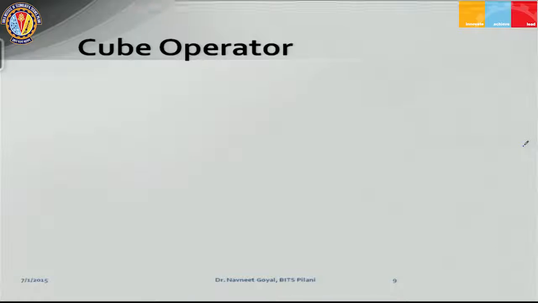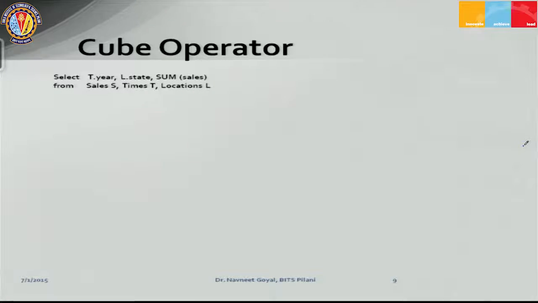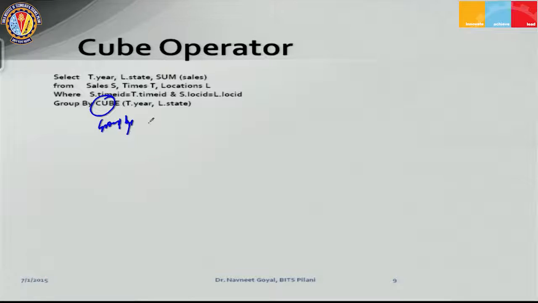So now let me introduce this cube operator. I am now doing select t.year, l.state, sum. You can see it is a two-dimensional crosstab that I am trying to generate. The from and where conditions remain the same as in the earlier queries, which generated the body of the crosstab. Everything is the same. The only thing is that earlier it was group by, and now I have added cube. That's the only change I have done in that query.